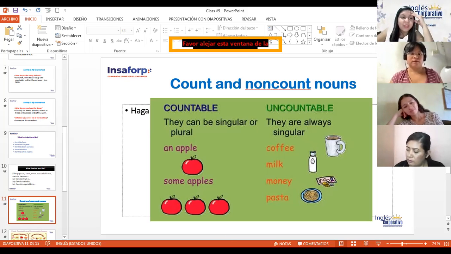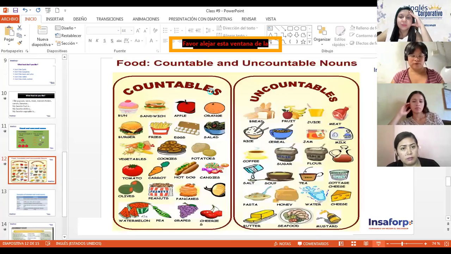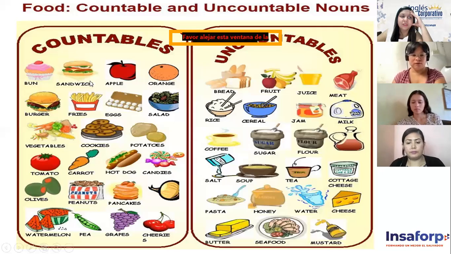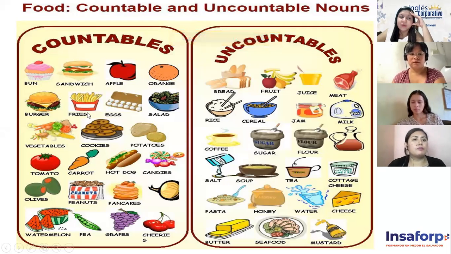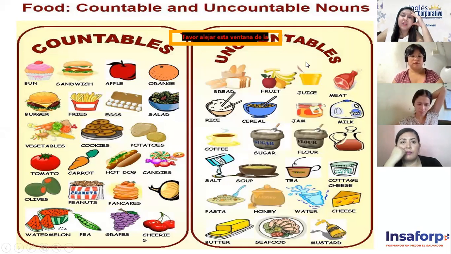So I have here another one, which is we have countables and uncountables. For example, with countables, I have buns of bread, bun, sandwich, apple. I'm gonna say them in plural. Buns, sandwiches, apples, oranges, burgers, fries, eggs, salads, vegetables, cookies, potatoes, tomatoes, carrots, hot dogs, candies, olives, peanuts, pancakes, onions, watermelons, peas, grapes, and cherries. Okay, you can count them. But you cannot count bread.